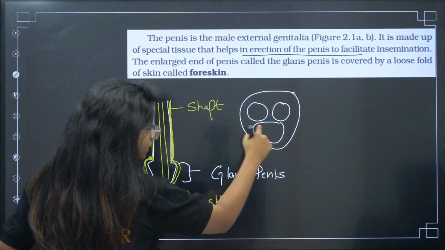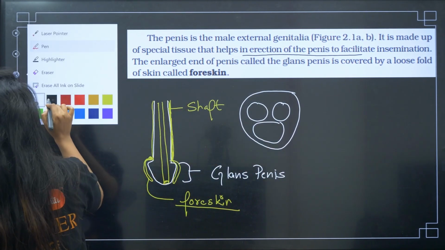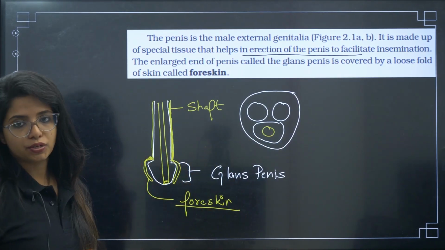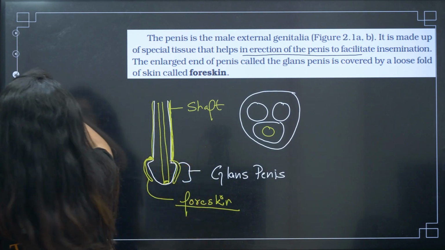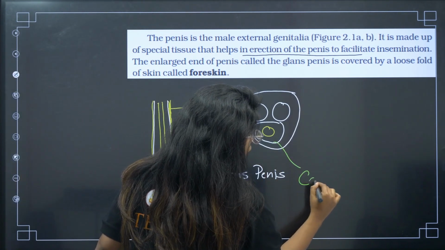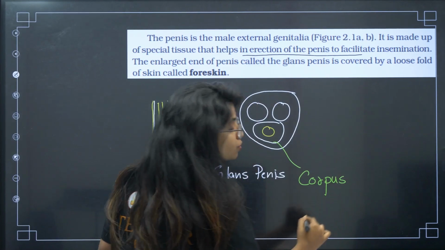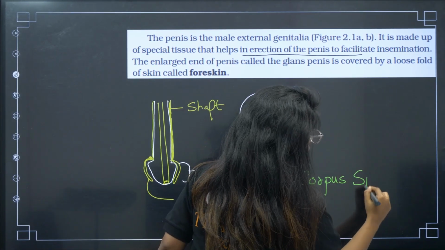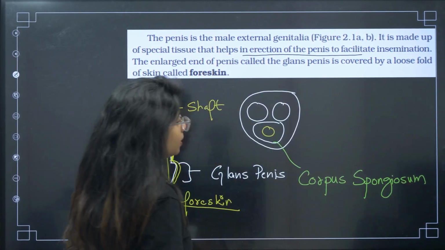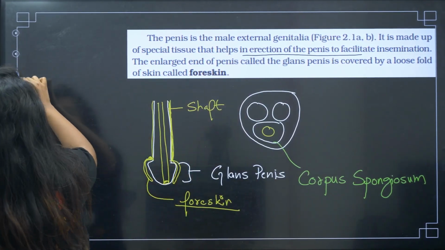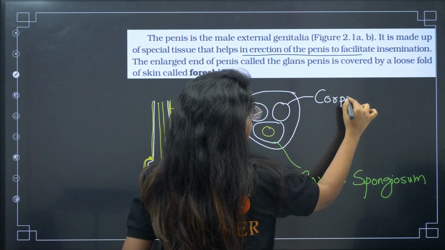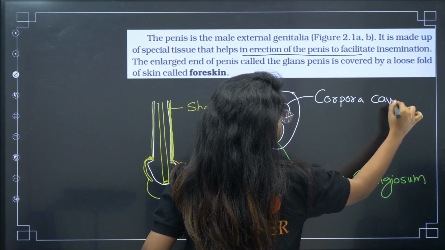Okay, so this particular erectile tissue is where the urethra passes. You call this particular erectile tissue the corpus spongiosum. Now, these other two erectile tissues, what do you call them? Corpora cavernosa.